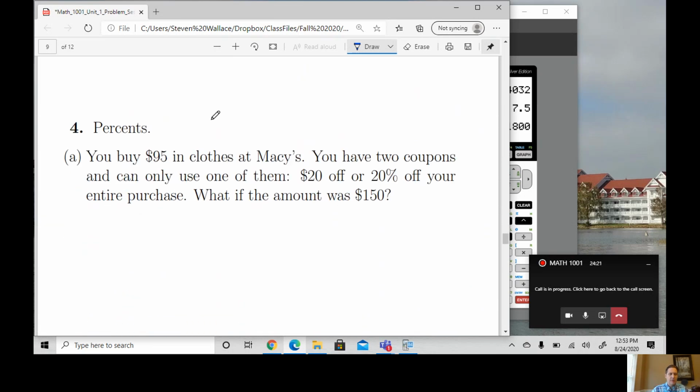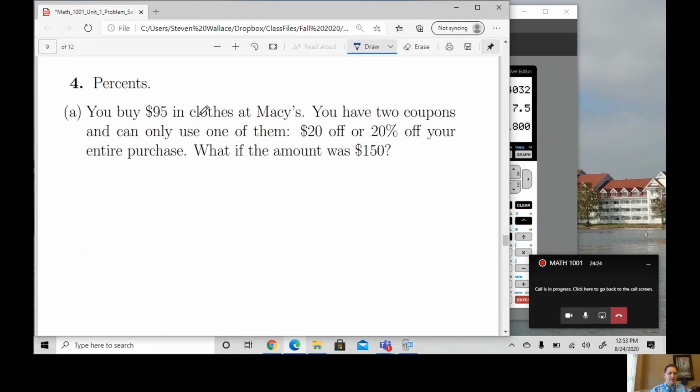Percents. Now, percents are just like per unit amount. Okay, but here percentages have no units. So this is a little different. It's not necessarily about money, but we've got it here in terms of money because this is the section we're in, where this is consumer math. You buy $95 in clothes at Macy's. You have 2 coupons, but you can only use one of them. One's you just get a flat rate of 20 bucks off. The other one is you get 20% off the entire purchase.